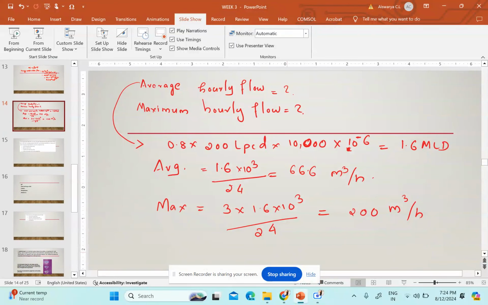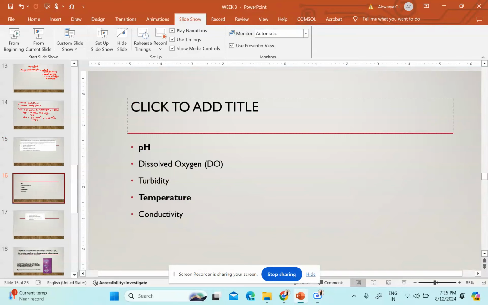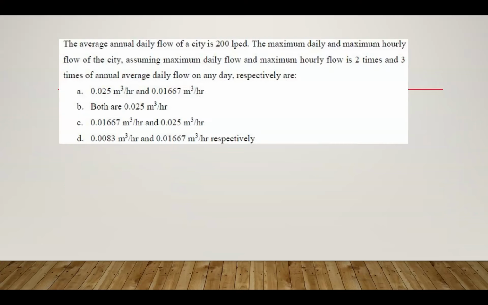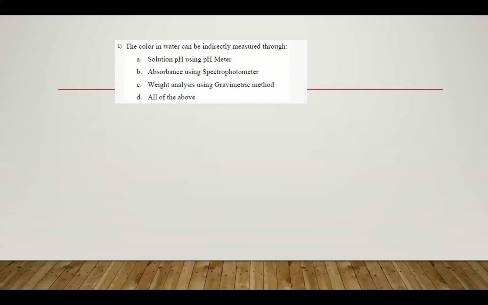Okay. So now we'll go for some other questions which are easy to understand. If you consider wastewater, what are the important parameters we have to note down to understand the characteristics of the wastewater? These are the important characteristics: pH of the water, dissolved oxygen, turbidity, temperature, and conductivity.